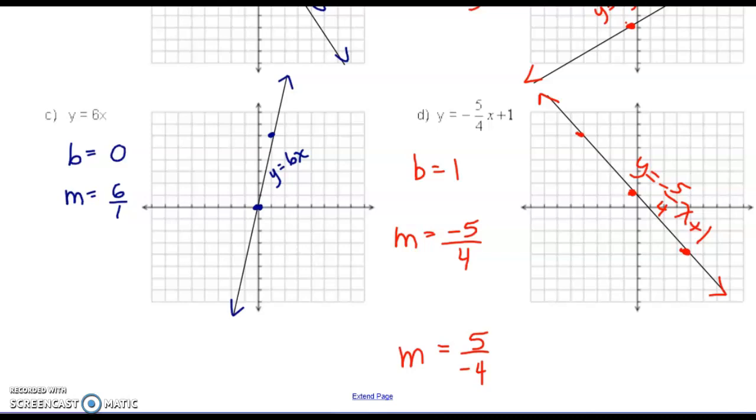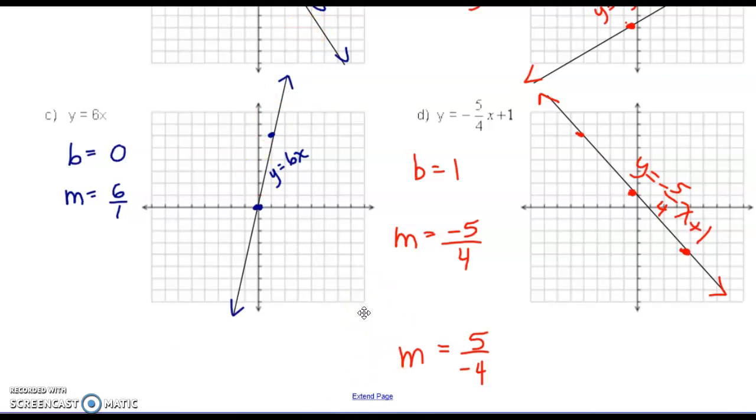Example C, y equals 6x. So that's the same as y equals 6x plus 0, which means my y-intercept is 0. So I plot a point right at the origin there. That's my y-intercept. My slope is 6. Again, as a fraction, that gets expressed as 6 over 1. So from 0, 0, I move up 6. My rise is 6. My run is 1. And I connect with the straight line.